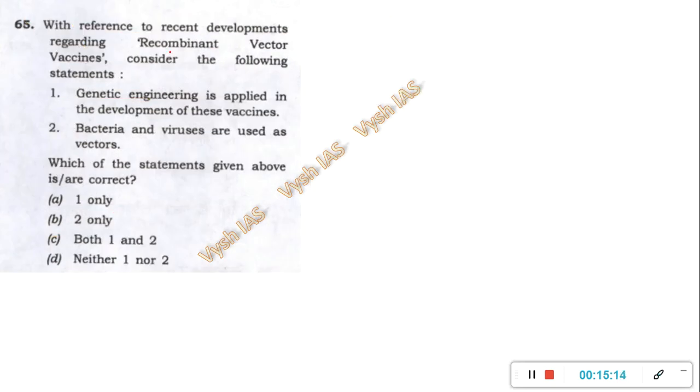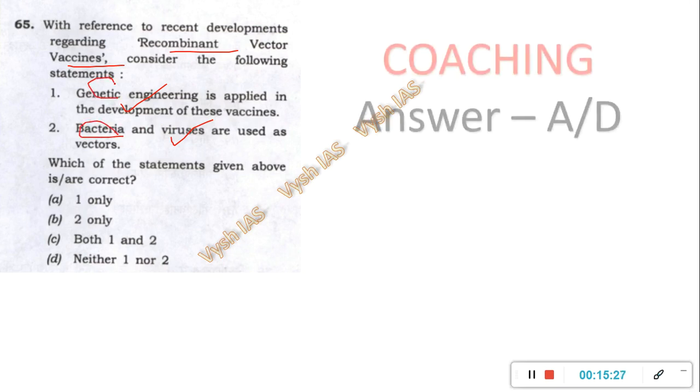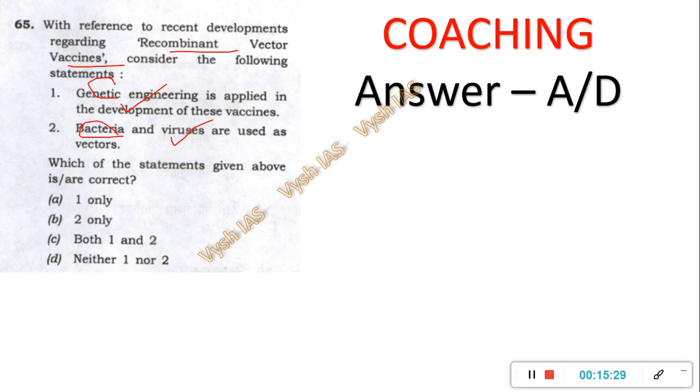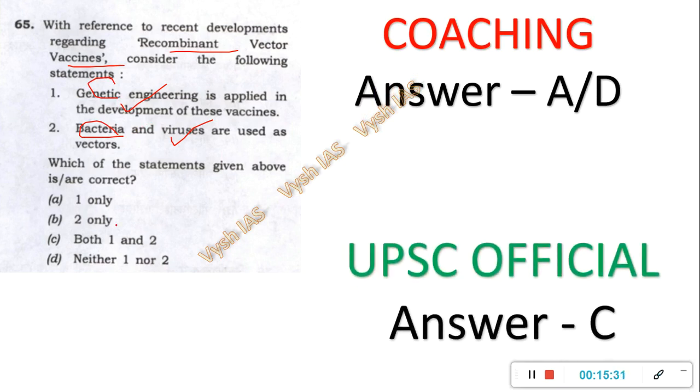Now this one, recombinant vector vaccines. Genetic engineering is used to develop this kind of vaccine, and bacteria and virus are used here as vectors. So here many said bacteria cannot be used, then many said genetic engineering cannot be used. So confusion was there between A and D. But when the official answer key came, it is C, meaning both are correct. Bacteria and virus can be used, and genetic engineering is also used.